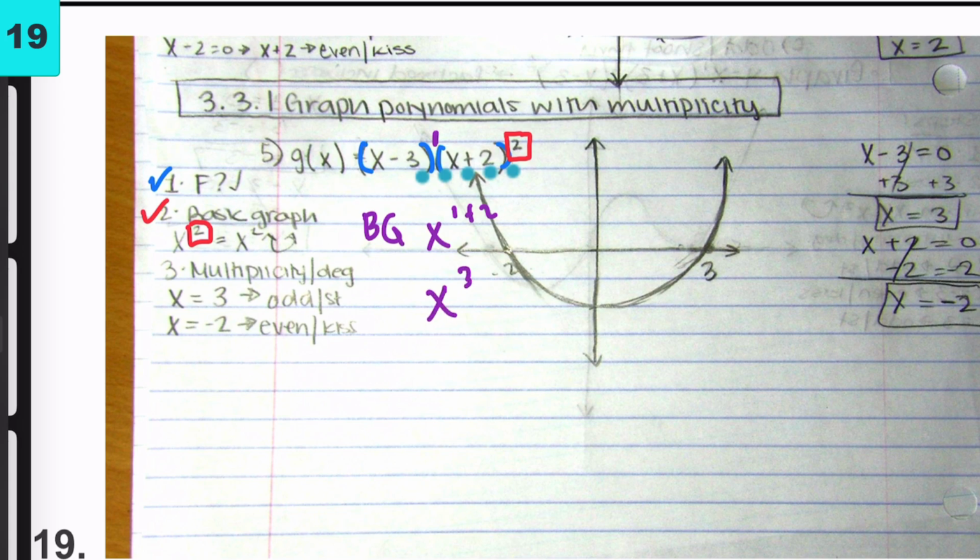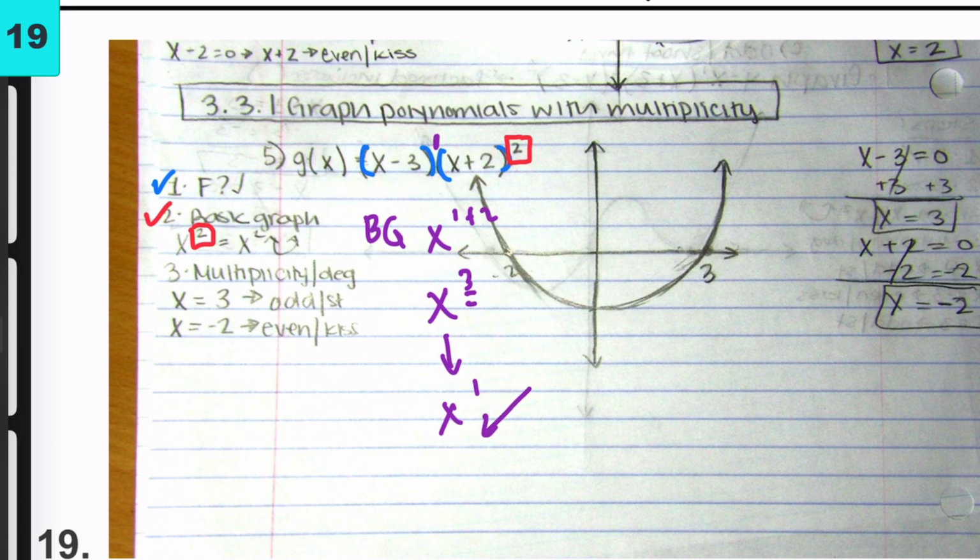That changes where the arrows are. Remember, the easiest odd is what? X to the first power. Okay? So that is down, then up. So their arrows should not be there. Let's do it correctly.